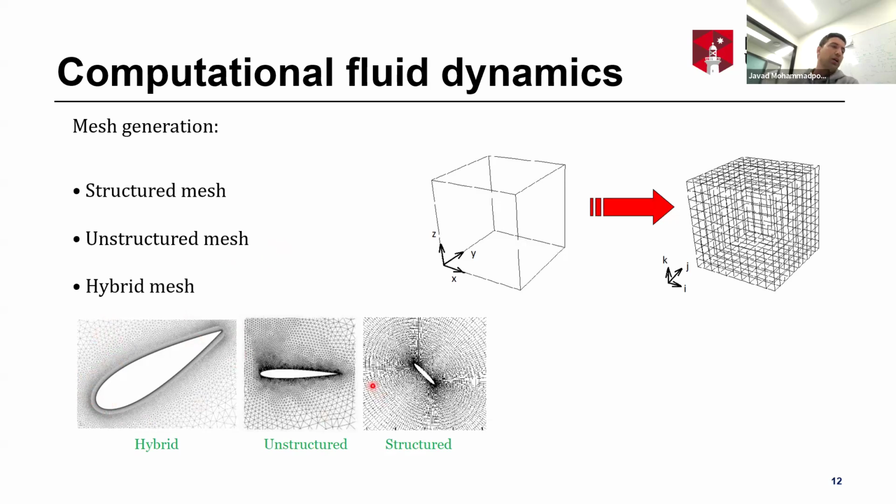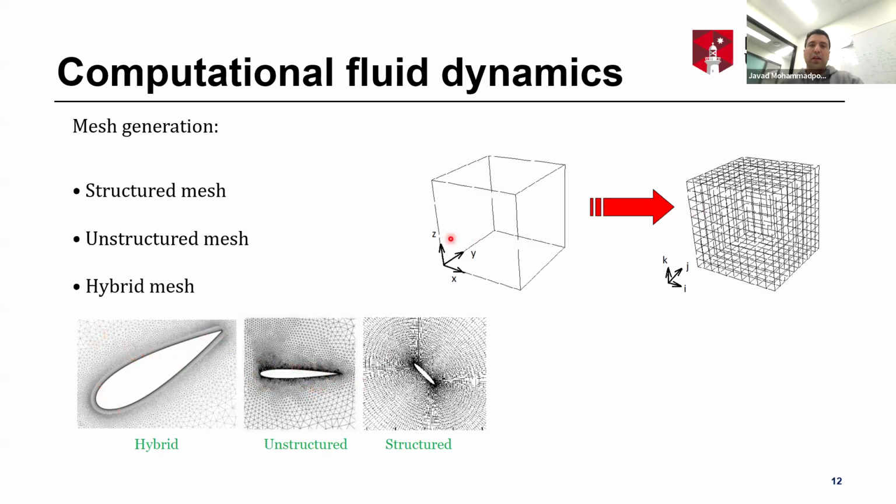The other important parameter is uniformity or non-uniformity. Here you can see that because the point of interest is around the airfoil, we created a non-uniform mesh. It means that the size of the mesh here is much smaller than the size of the mesh in this area, because again, this area is the point of our interest. Even in this figure, you can see that we have dense mesh around the object.